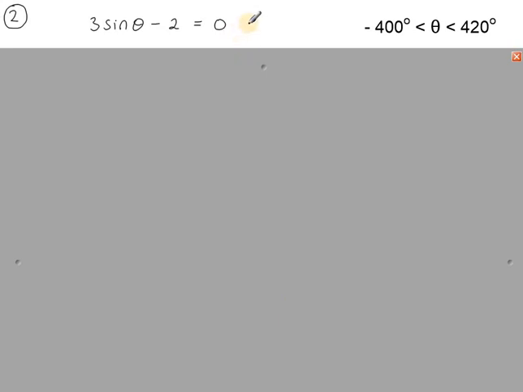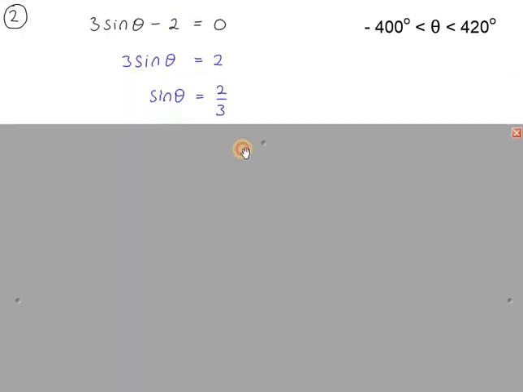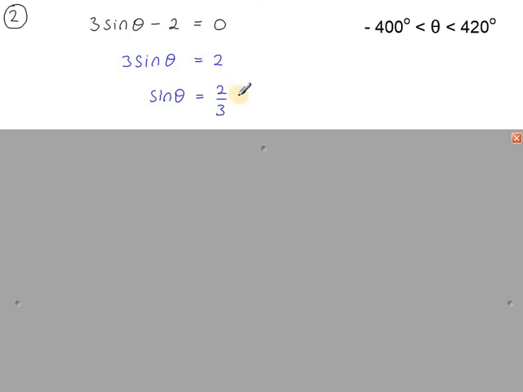Example 2. To solve this equation, we want sine theta by itself. So we add 2 to both sides and then divide by 3. So this is the equation that we want to solve in this interval.